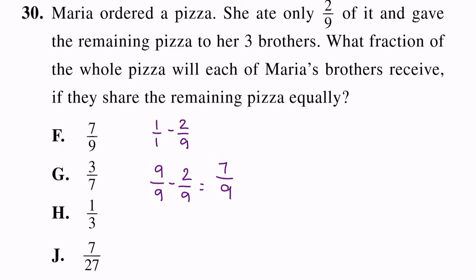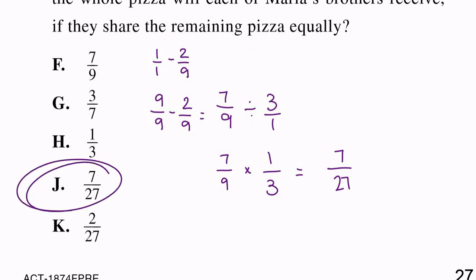Now, we know that her 3 brothers each get an equal portion of the pizza. So we're dividing 7/9 into 3 equal parts. And our trick for dividing fractions, if we were to write this as 3/1, is we keep the first fraction, change the sign to multiplication, and flip the second fraction, and then we simply multiply across. So then we get 7 times 1 is 7, and we get 9 times 3, 27, which matches our answer choice J.